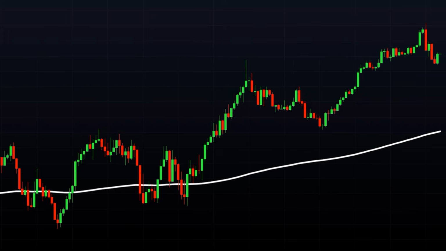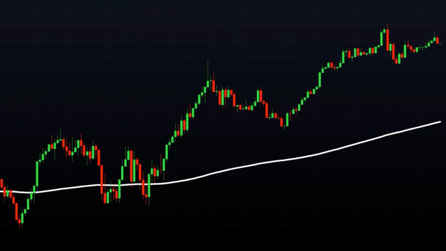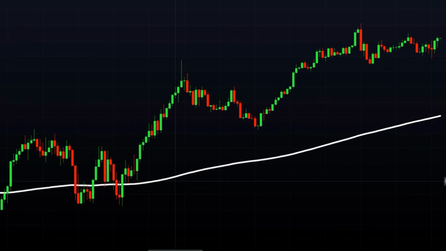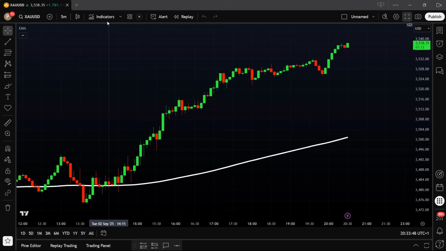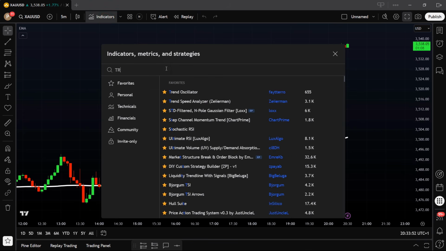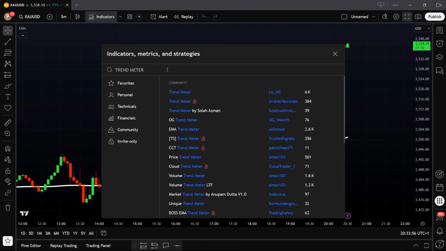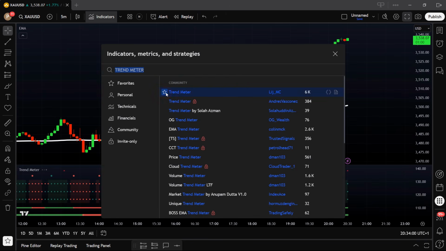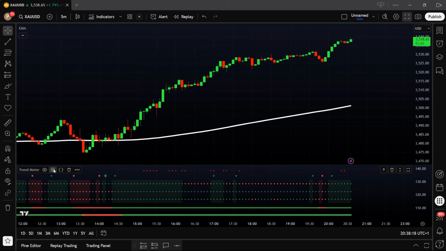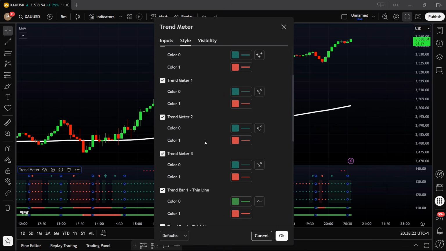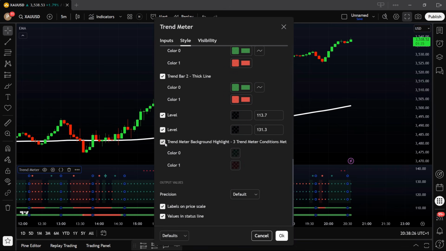The confirmation layer. To filter out those weak signals, we need to confirm that there's real momentum behind a move. Go back to your indicators and search for Trend Meter and select this one. In the settings, let's clean this up. We'll uncheck the first plot, Trend Bar 2, and the background. Our goal is a clean chart.